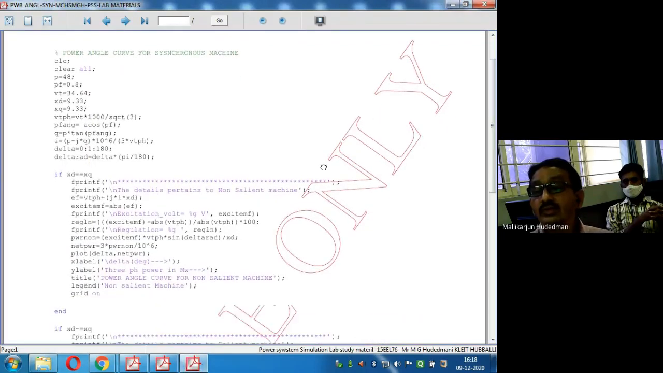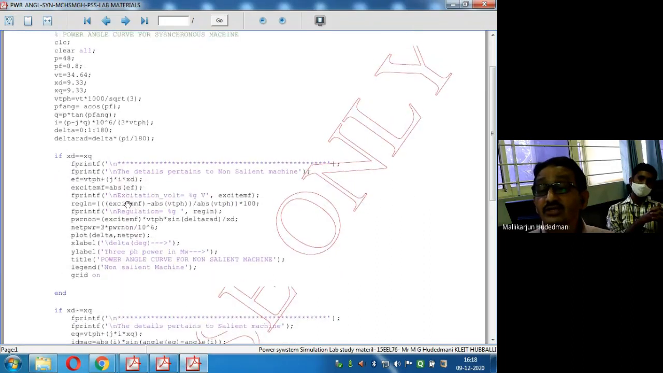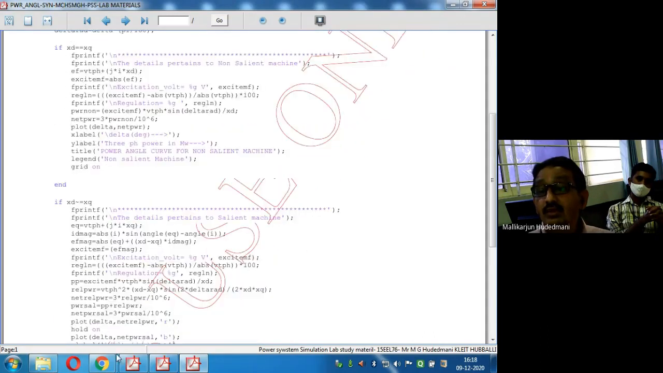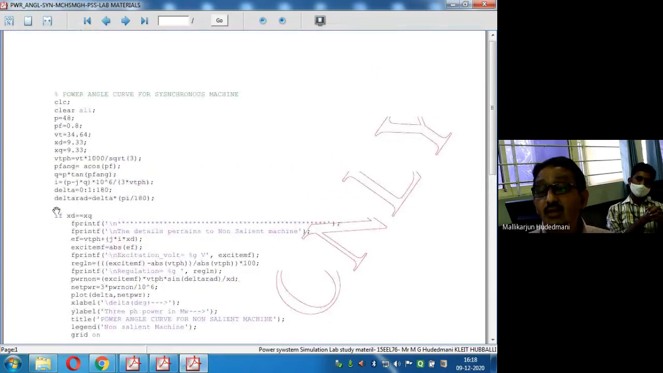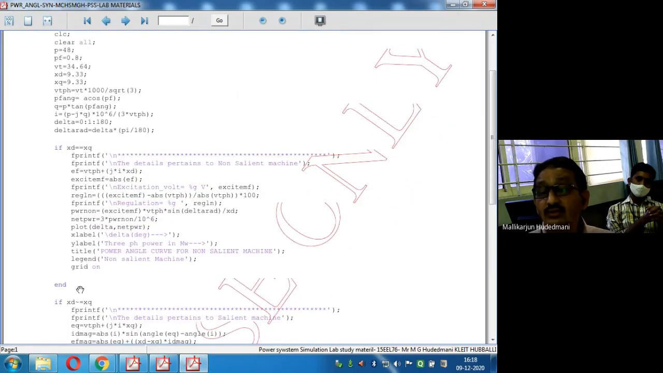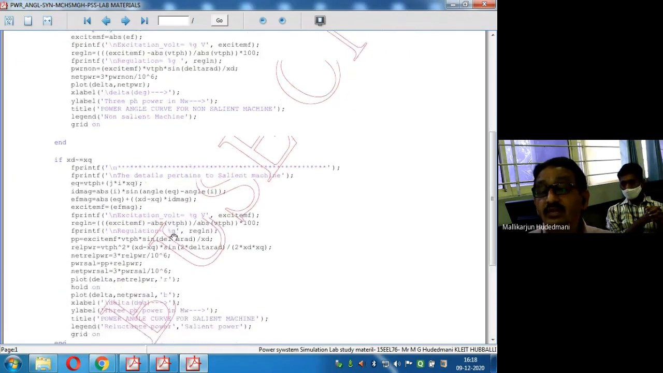Okay, what I am doing here, you can see the power angle curve for a synchronous machine. First part, you can see, if condition XD equal XQ, only the first part. If XD not equal, second part. So what we will do now, we'll start making the common code only for part 1, and we will not write the if condition, simply we'll execute. Then we'll make the second part ourselves as a separate program and combine into one.